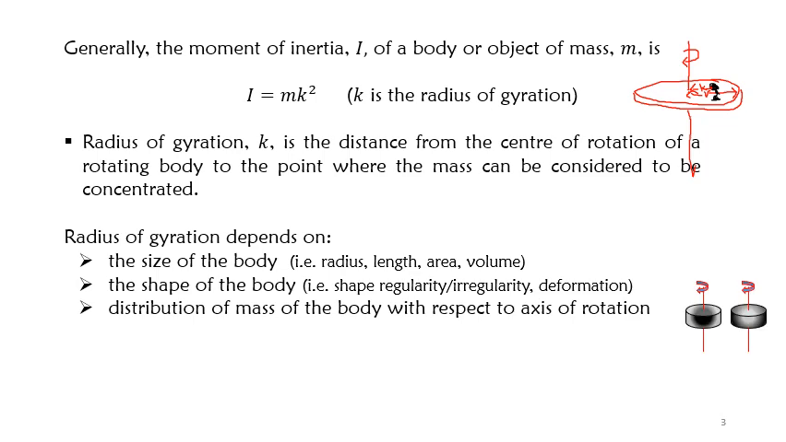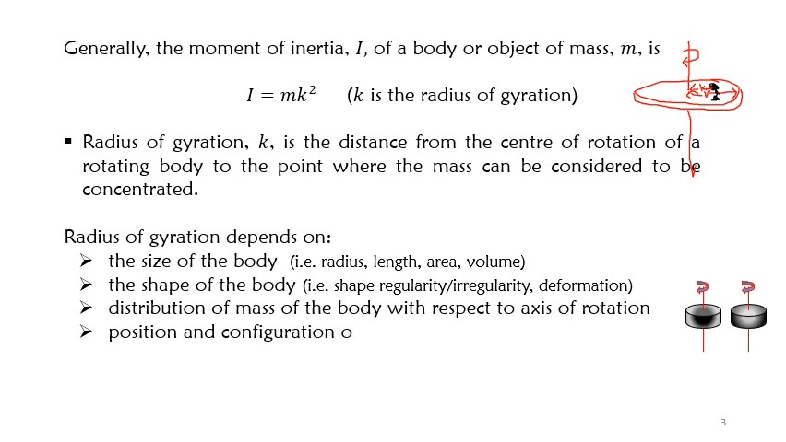Now, they have the same mass, but the distribution of mass with respect to the axis of rotation differs. Look at it here. The distribution of mass on the left hand side is around the axis of rotation, and on the right hand side it is towards the edge of the disk, away from the axis of rotation. So that means K will be higher for the one on the right hand side than the one on the left hand side, according to the definition of radius of gyration.